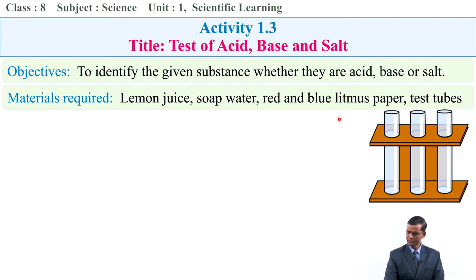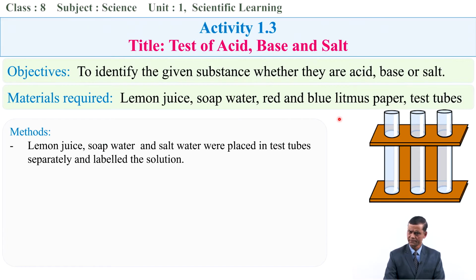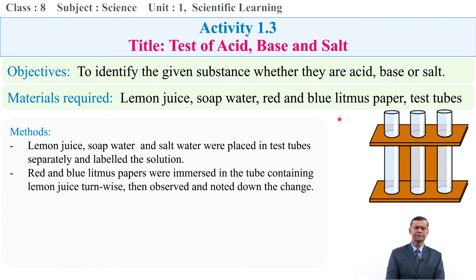Then what we have to do? After that, we have to follow certain methods for the activity. First of all, lemon juice, soap and salt water were placed in separate test tubes. We have to place them separately and label them. Which solution is that? We have to label it correctly. Then after, we should use red litmus paper and blue litmus paper separately. Dear students, let's enjoy the activity.